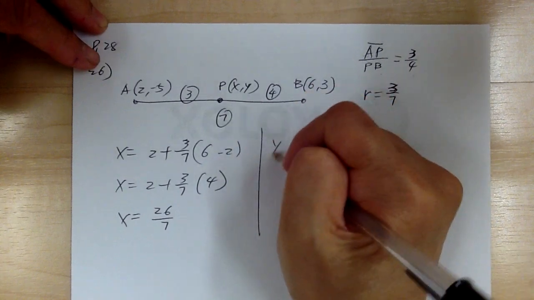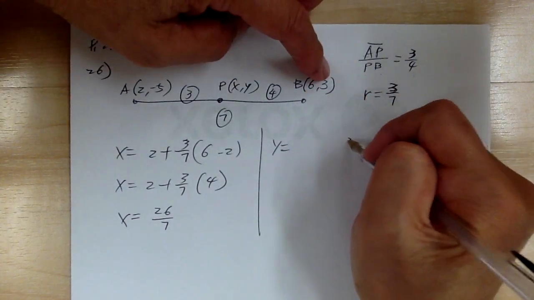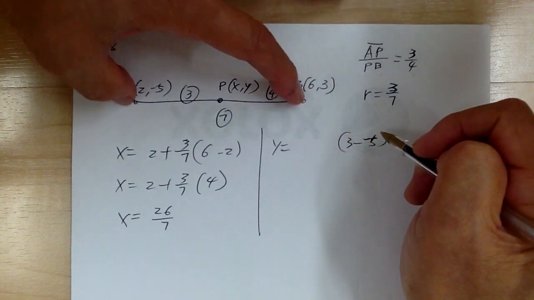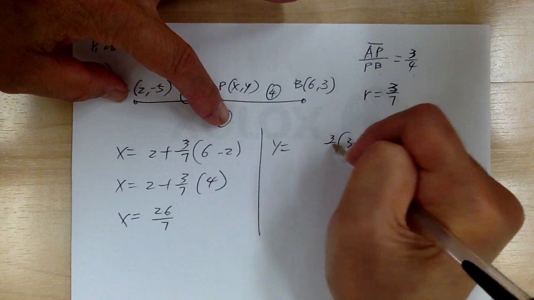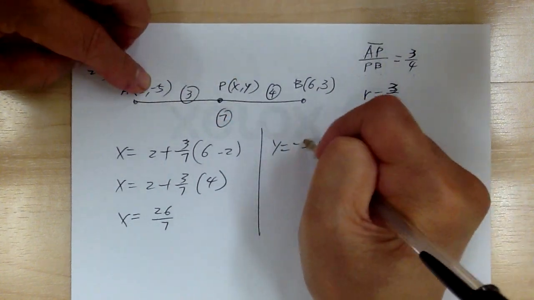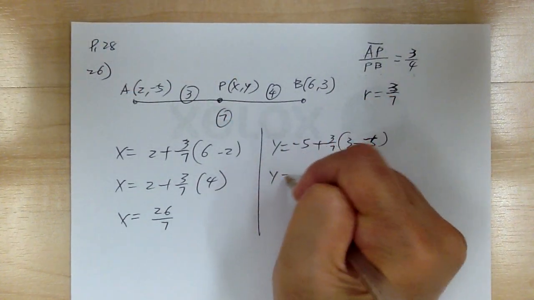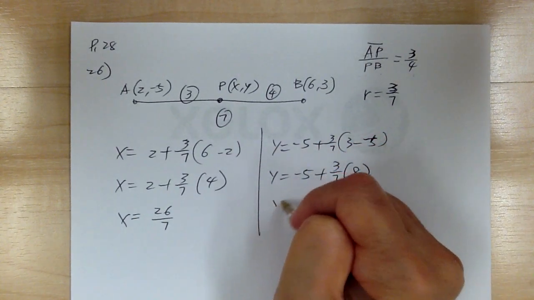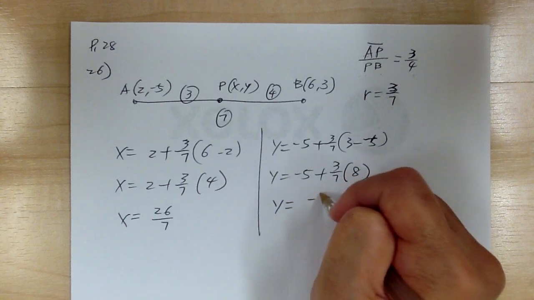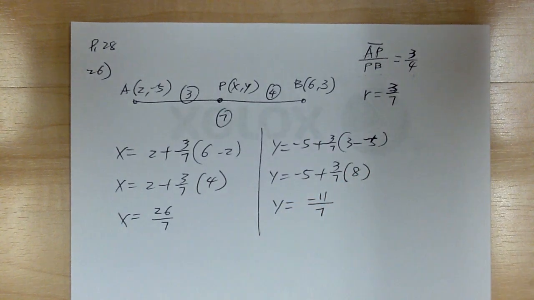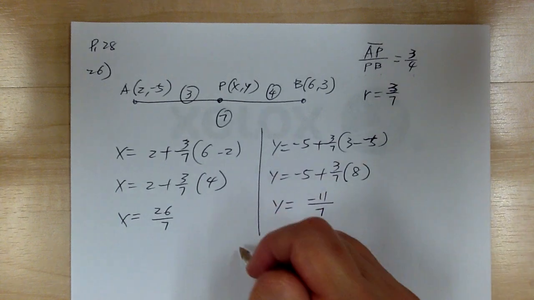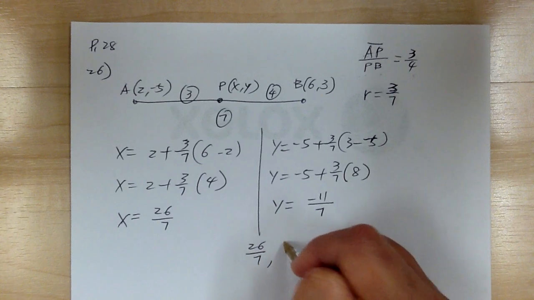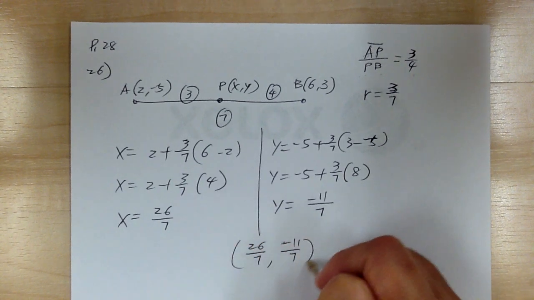Then you do the y, same thing. You're going to get 3 minus negative 5, so that is this whole thing. Then you times by 3 over 7, then add on the starting value. So y equals negative 5 plus 3 over 7 times 8, so y is equal to negative 11 over 7. So your point P has the coordinate (26/7, -11/7).